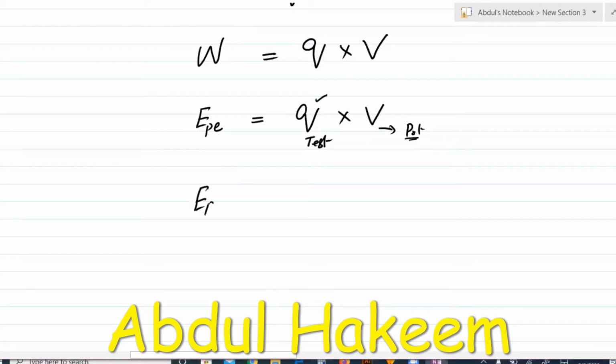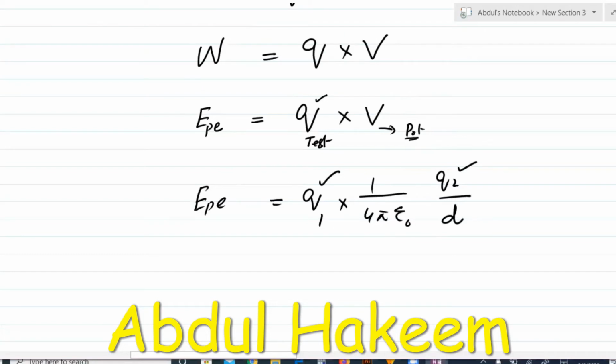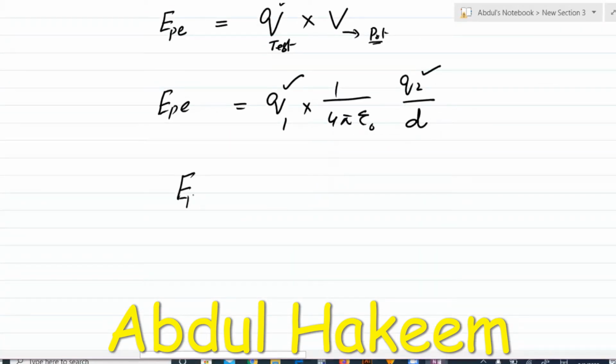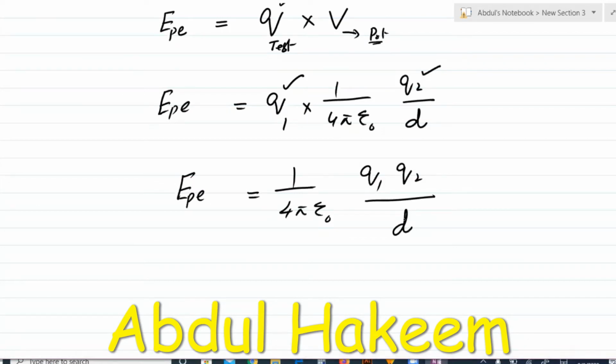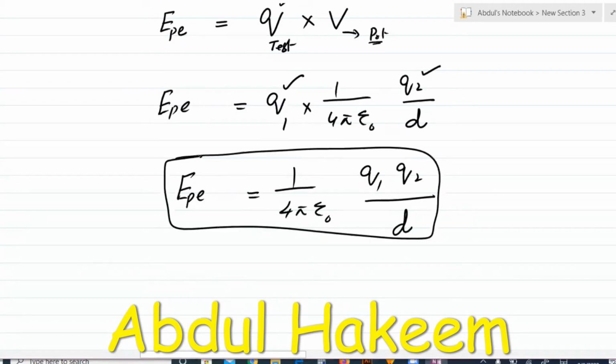So electric potential energy is, suppose Q1 multiplied by potential, 1 over 4 pi epsilon naught Q2 divided by D. This is representing the test charge. This is representing the point charge. So the electric potential energy formula will be 1 over 4 pi epsilon naught Q1 Q2 over D. So electric potential energy is equal to 1 over 4 pi epsilon naught Q1 Q2 over D. This is the formula for the electric potential energy.